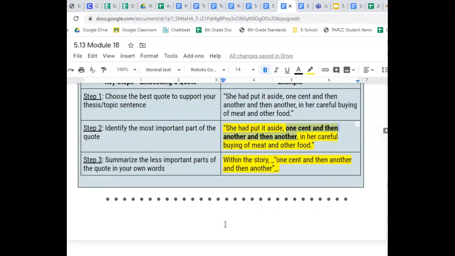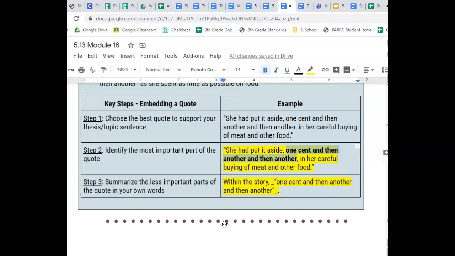Then the next part, in order to flesh this out, you're going to have to add your own writing. So you're going to have to summarize the less important parts of the quote in your own words. A great transition to use, if you've already mentioned the story title, is "within the story," comma. The next thing is, I need to know what's going on with "1 cent and then another" if I've never seen this quote before. So within the story, and I know that this is Della who's saving this.